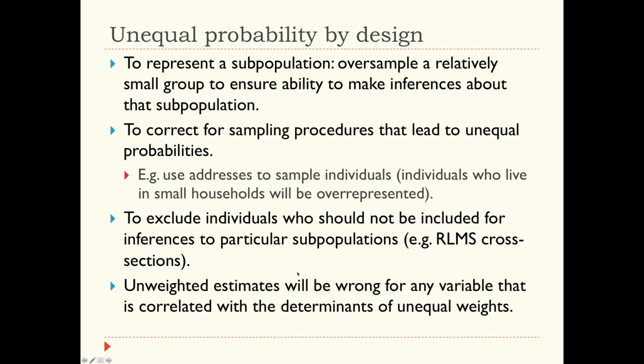And for all of these, if you don't correct for it, your estimates will be wrong for any variable that is correlated with whatever variables were essentially determining the unequal weights. So if we have unequal weights based on household size, so that people who live in small households are overrepresented, then that means we're going to have wrong estimates for any other variable that's correlated with household size. So for example, marital status would be a good example of that.